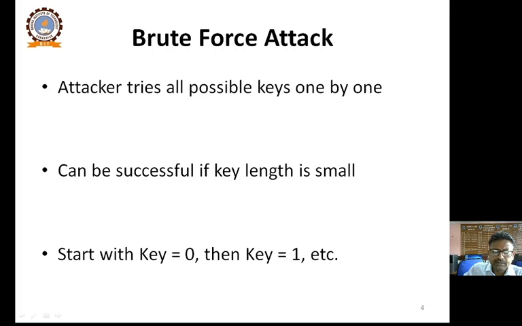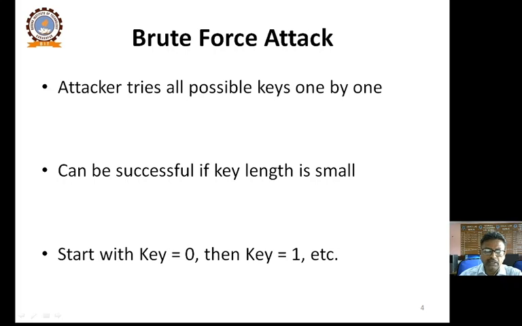And if it finds that the plain text is something meaningful, it means whatever key he has applied, that key is the correct key. So a brute force attack is a kind of attack without knowing the key. The attacker applies all possible keys one by one without any knowledge of the key, and the time comes when it finds that the ciphertext has been converted into a plain text which is of certain meaning. It is able to know what kind of key is being used.